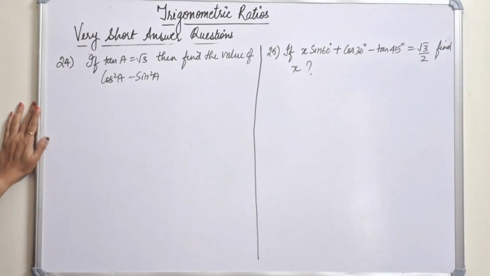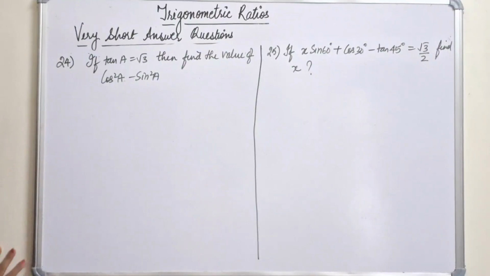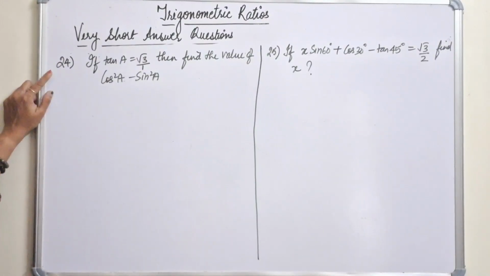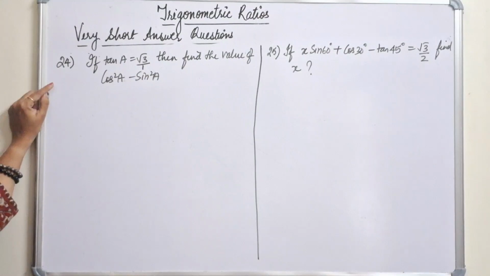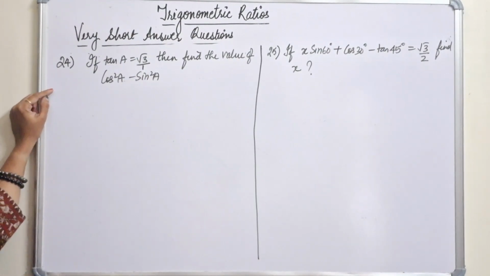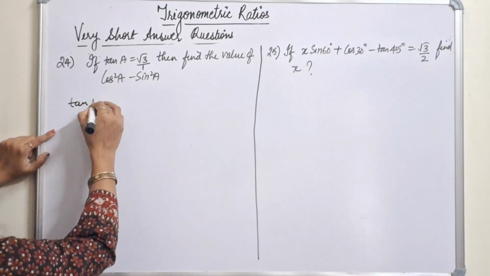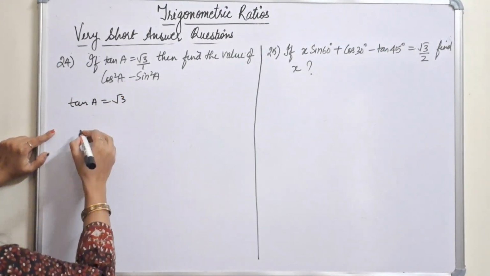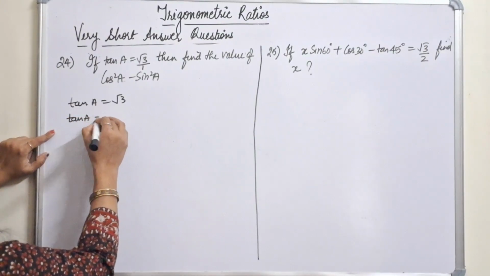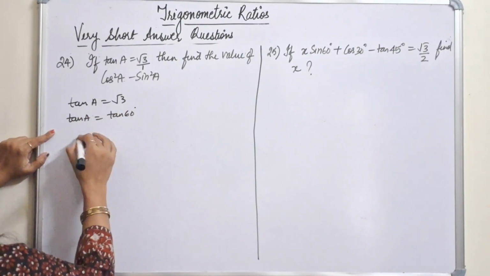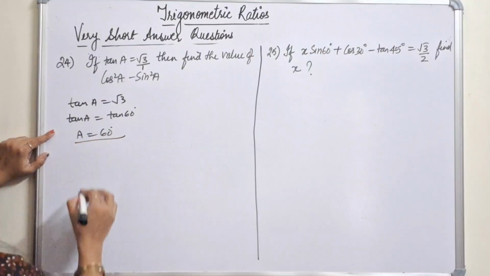Question number 24. If tan A is equal to root 3, then find the value of cos square A minus sin square A. So this can be written as root 3 upon 1. You can do in that way by finding the remaining part of the right angle triangle. And secondly, when you know the specific angles, so we can directly find the value of A with the help of this equation. So tan A, this is tan of 60. So the value of A is 60.